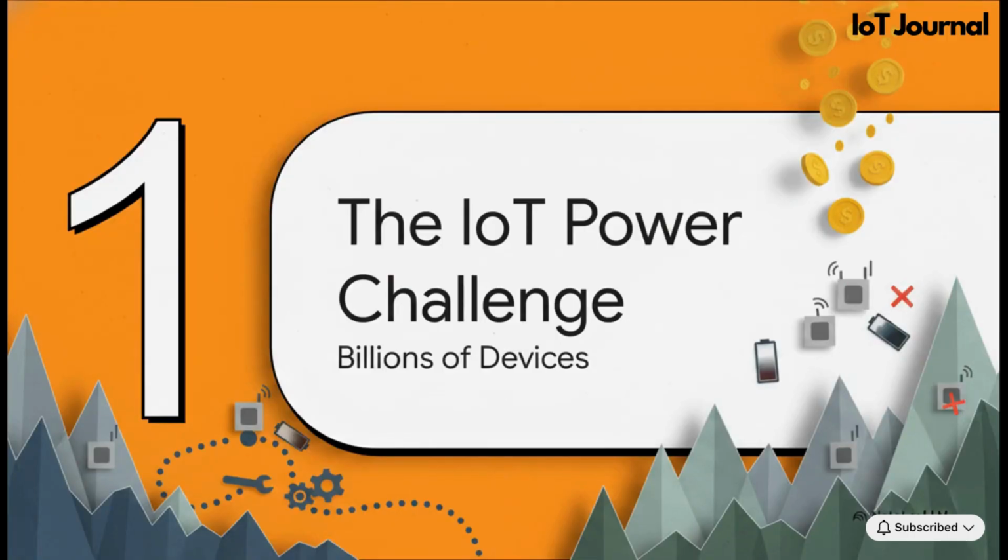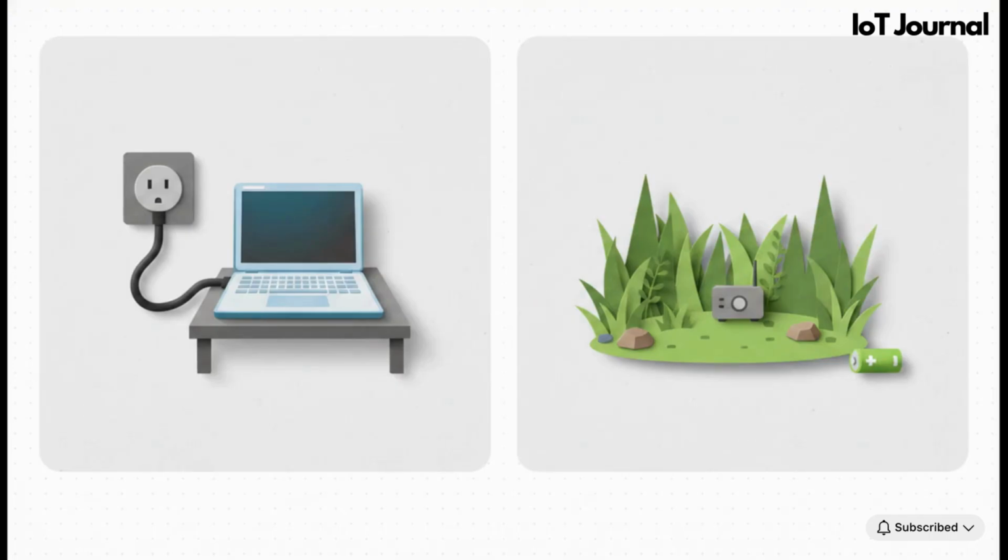Which brings us to Section 1, the IoT Power Challenge. Billions of devices, remote locations, high stakes. So here is the core constraint. Most of these billions of devices are going into places where you just can't easily reach them. Replacing a dead battery isn't just slightly annoying, it's a massive logistical nightmare that can actually cost more than the sensor itself. Poor power design leads to dead devices, ridiculous maintenance costs, and completely failed projects.